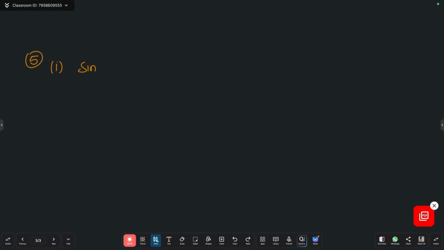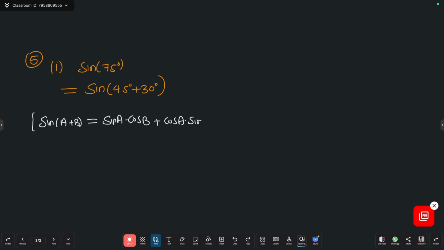Fifth, you need to find sine 75 degree. But 75 you do not know, but you are a little smart. Then you will write this as 45 plus 30, because 45 plus 30 on addition is 75. Now you will apply the sine of a plus b formula. What is sine of a plus b? Sine a cos b plus cos a sine b. So what is a, what is b? A is 45, b is 30.